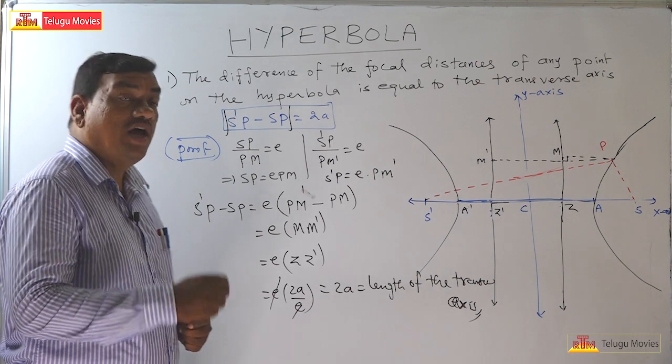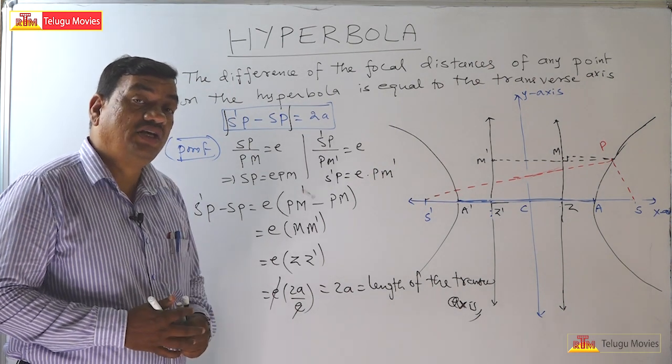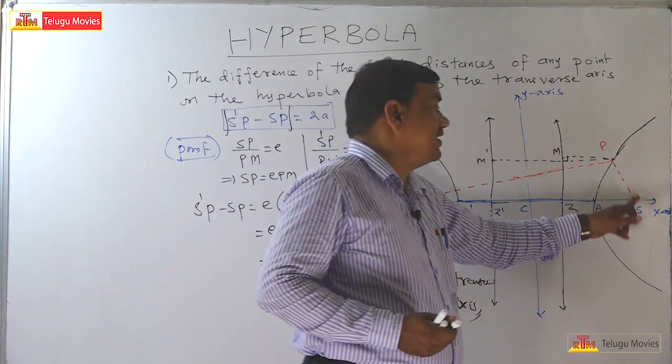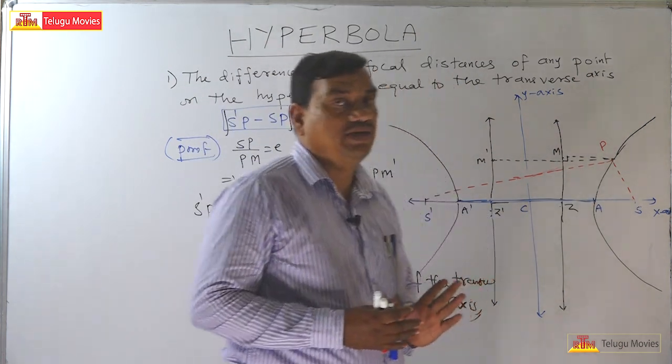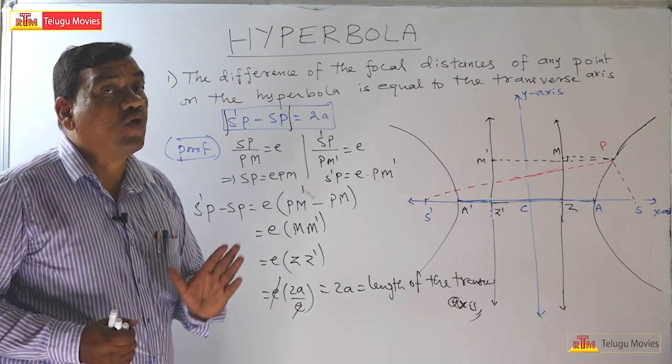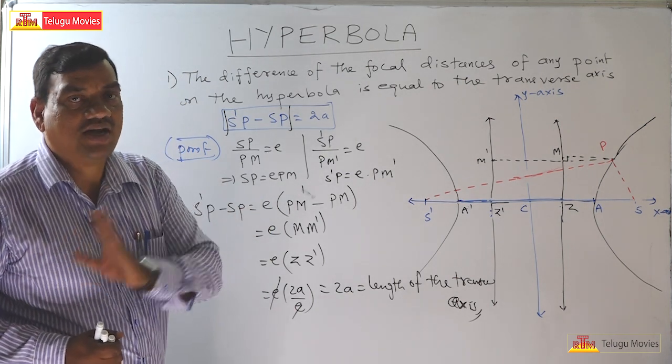Now we are going to find out only one single focal distance, that is SP. What is the length of SP? That we are going to see here. So now we are going to see the focal distances.